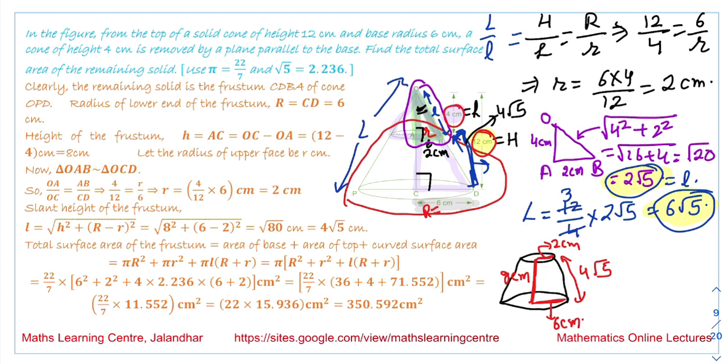Now we have to calculate the area of this frustum of cone, and the formula we know: the area of this smaller circle is pi into 2 square. Area of this larger circle, this bottom part, is pi into 6 square. And the area of this portion is pi into the slant height, 4 root 5, into capital R, that is 6, plus small r, that is 2.